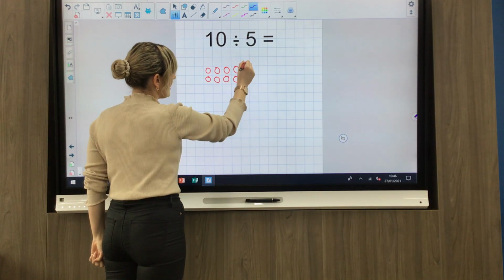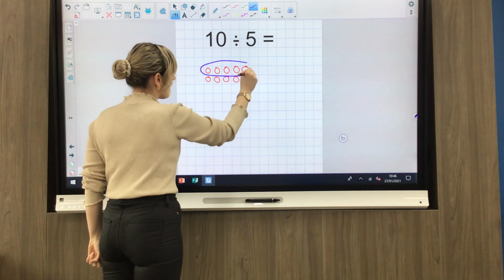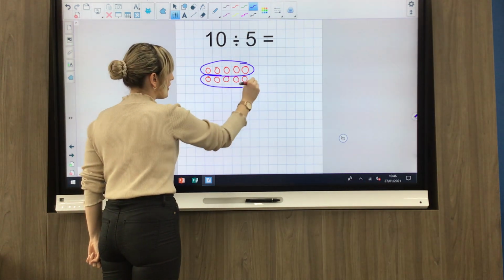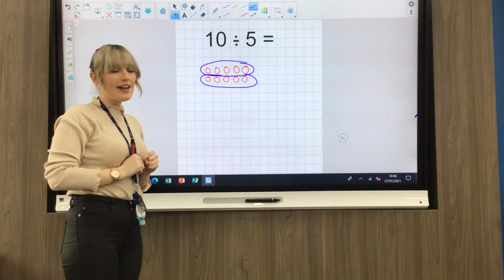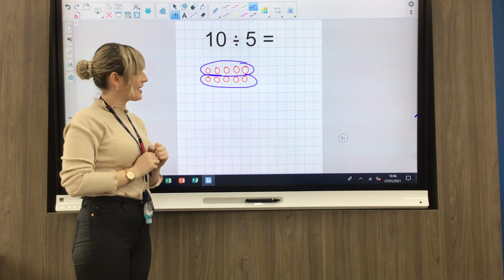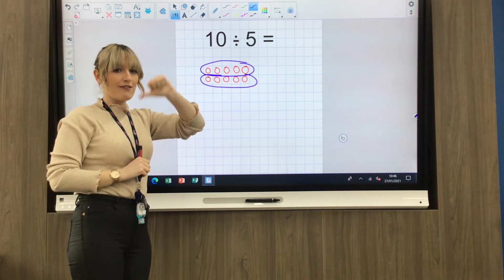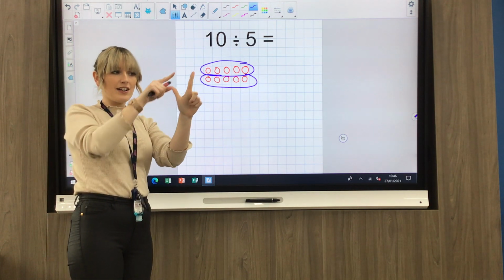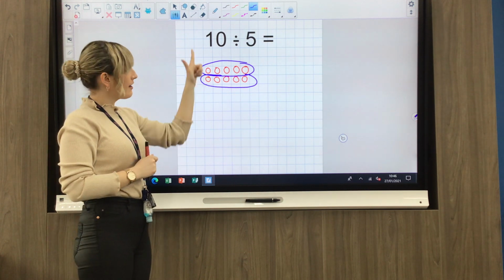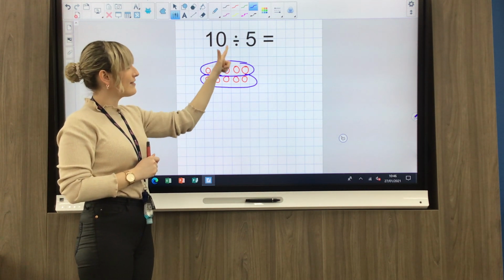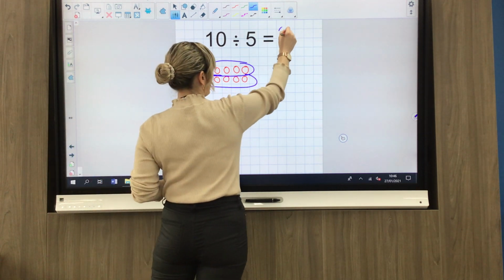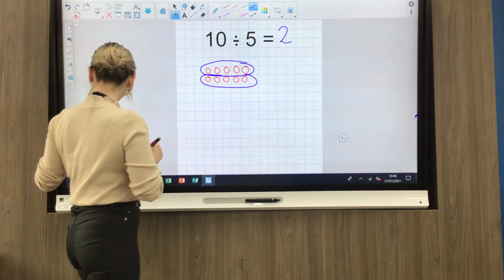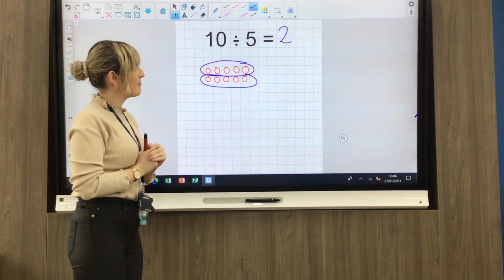So you can see that I've made 2 groups of 5. And if we count in 5s until we get to 10, you ready? 5, 10. We count twice, don't we? Because 10 divided by 5 is 2.